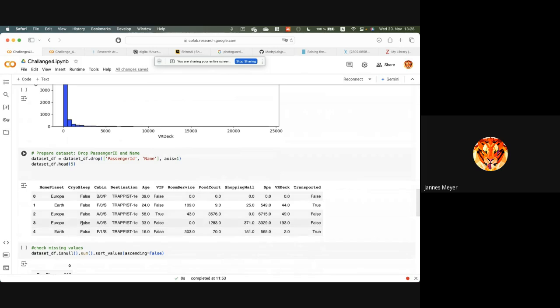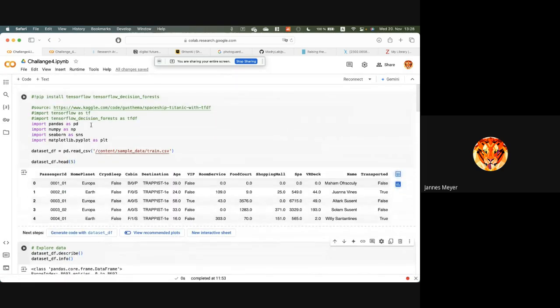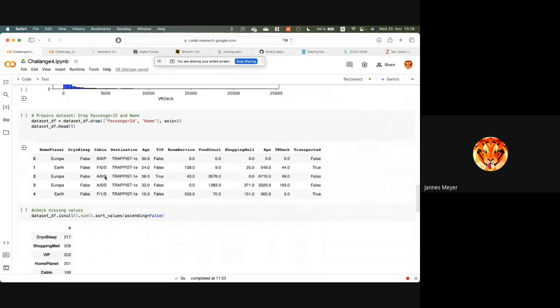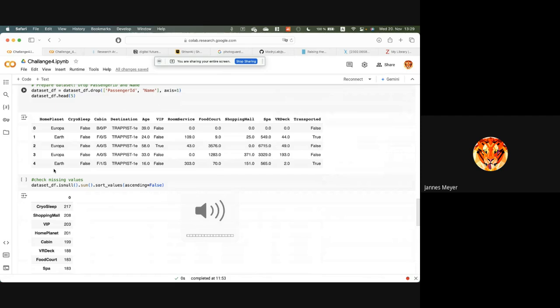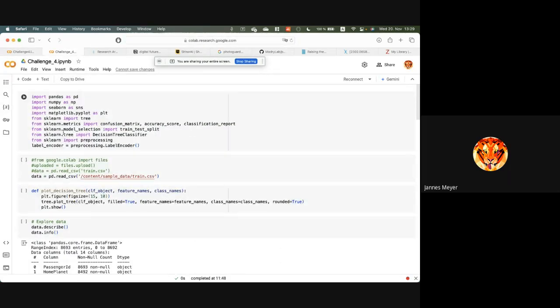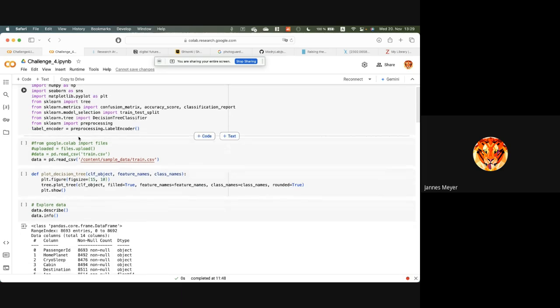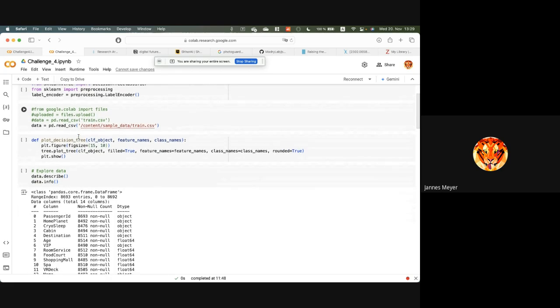But since two people worked on the data set, we had some different approaches. So I will prefer going with the TensorFlow decision forest. And my other teammate, Carl, worked with the scikit-learn model, and I will also present this here now too. So he dives a bit deeper into the decision tree.